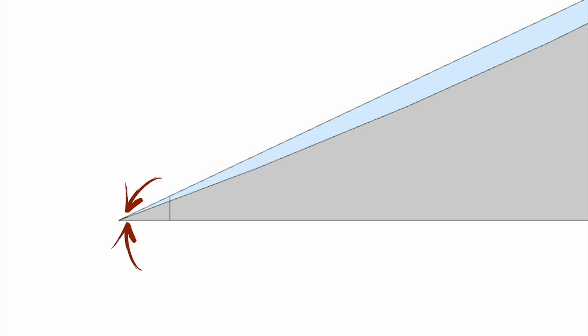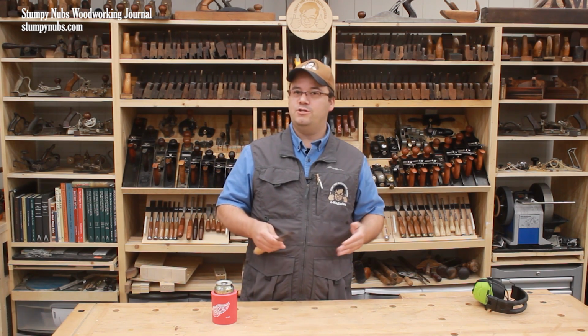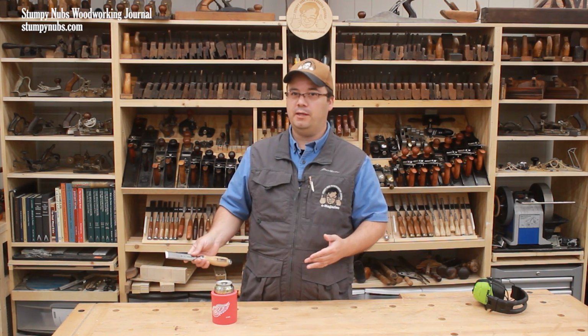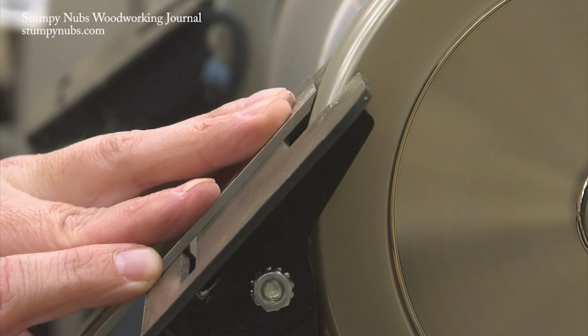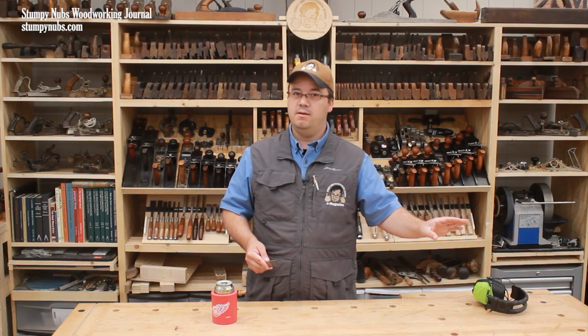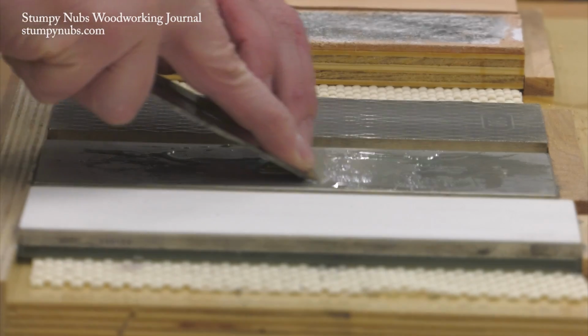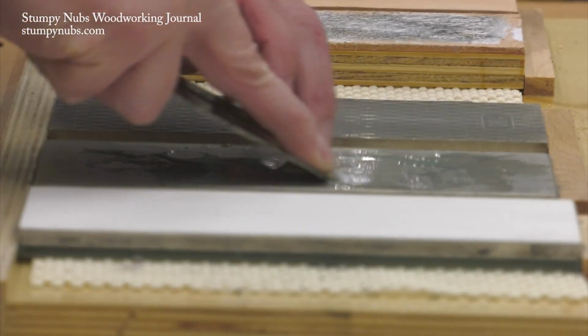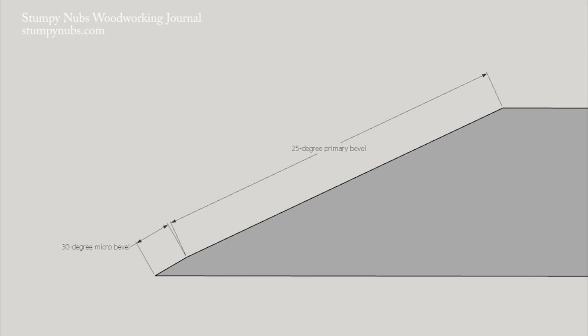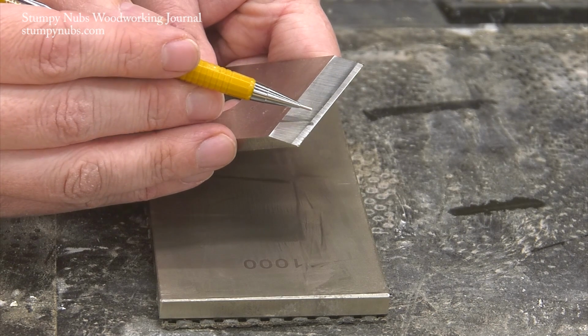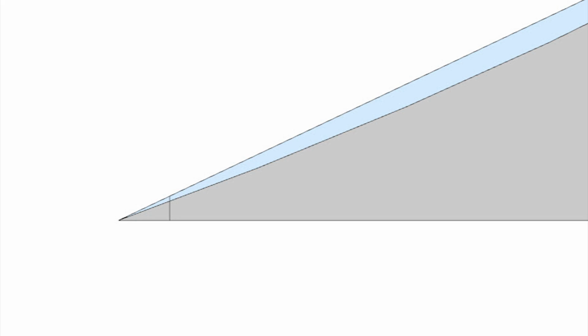But here's the thing. Most tools are honed not to 25 degrees, but to 30. You may grind to 25, which is why I illustrated it here. But the final sharpening or honing is often done on a stone or a flat abrasive surface at a slightly steeper angle, such as 30 degrees. This forms a micro bevel along the cutting edge, which effectively knocks the end off the hollow grind.